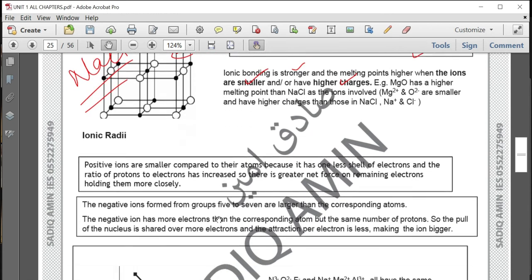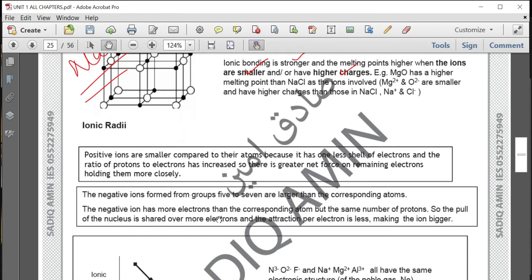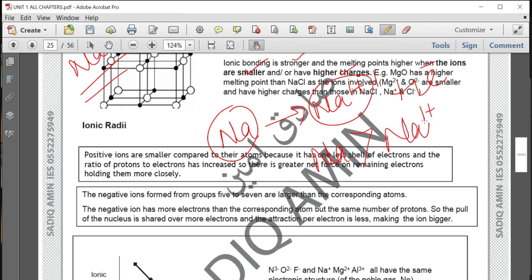ionic radii. Now, this is very important. We have sodium. When it loses one electron, it is Na with +1 charge on it, right? One electron being lost. So which one is bigger? Sodium or sodium positive ion? Sodium is bigger in size, and the radius of sodium is more than sodium +1. What's the reason for that?